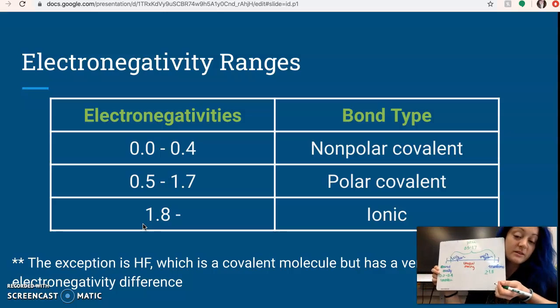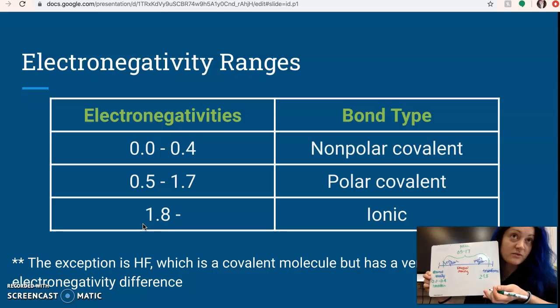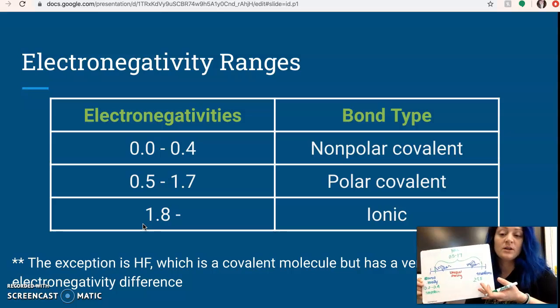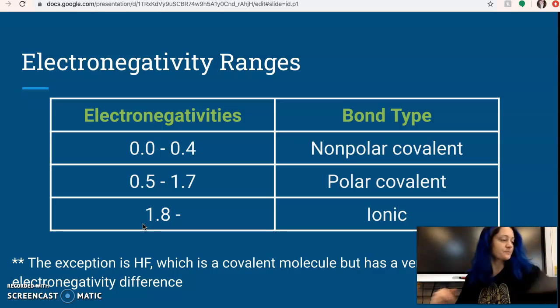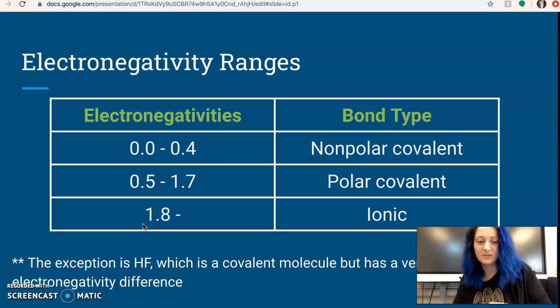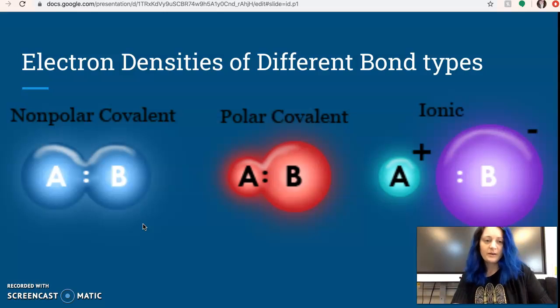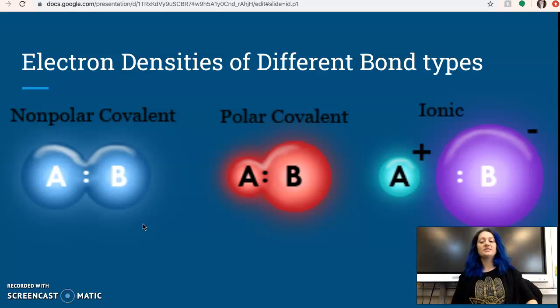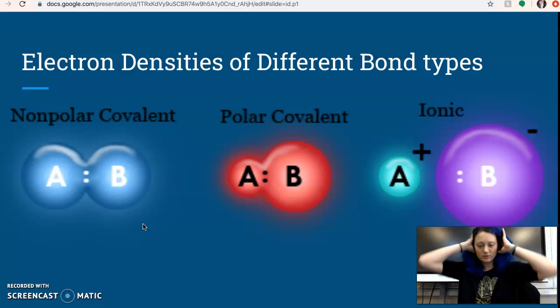One important exception to note is HF. HF, hydrofluoric acid, is the only covalent molecule that has an electronegativity difference over 1.8. So between fluorine and hydrogen, I believe it's 1.9. It's an extremely polar bond, and that's also why hydrofluoric acid has such unique properties, which we will discuss in the acid-base unit.